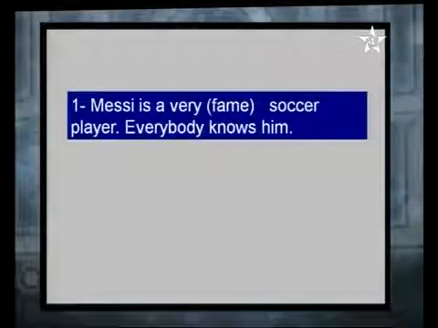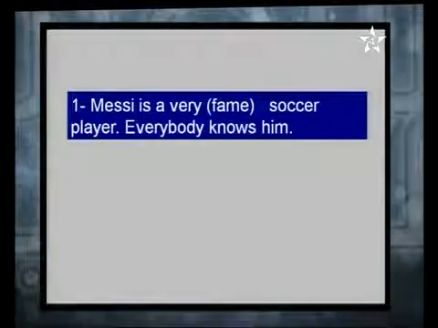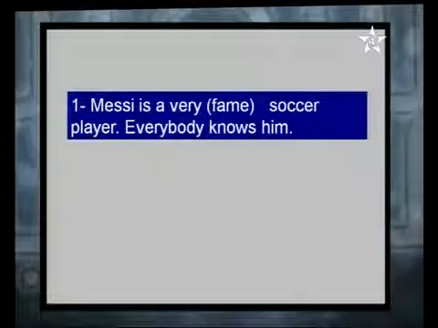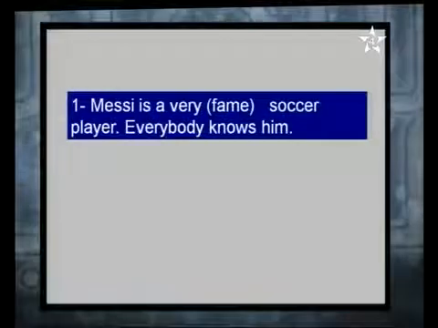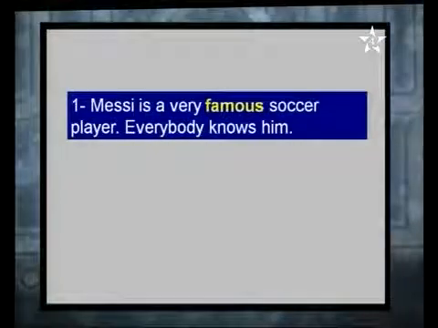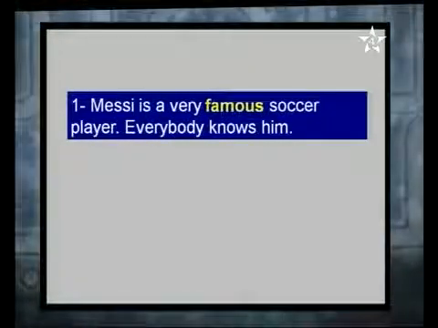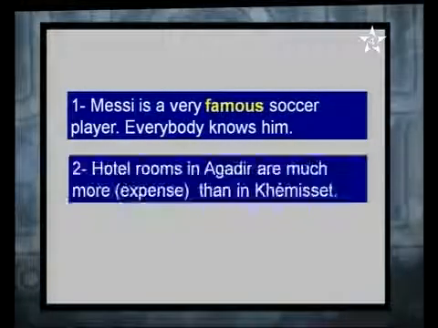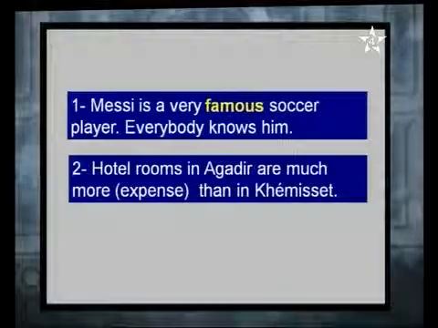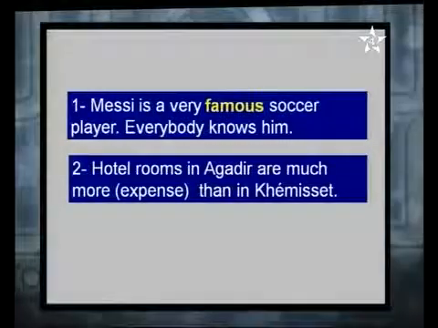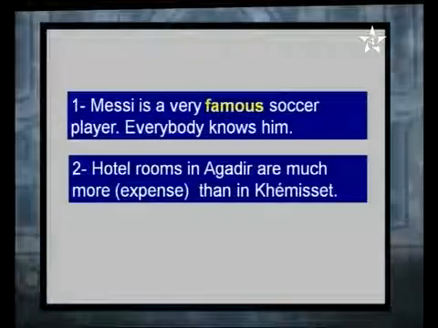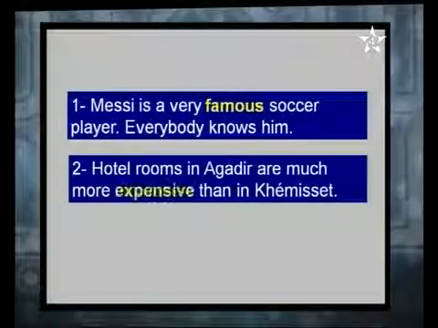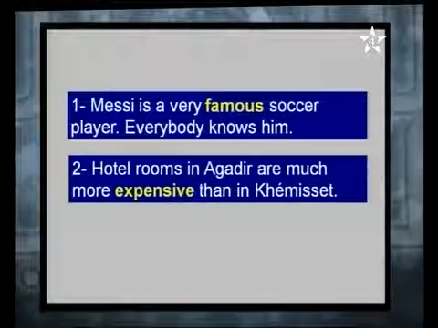Correction. Messi is a very, what do we say? He is well known. We don't say he is very famous. We need an adjective here. We say Messi is a very famous soccer player. Everybody knows him. He's a very famous, well-known adjective. Number 2. Hotel rooms in Agadir are much more costing a lot of money. What do you think? Much more expense? Should be actually much more expensive than in Khamisat.